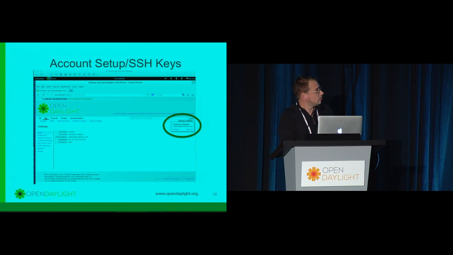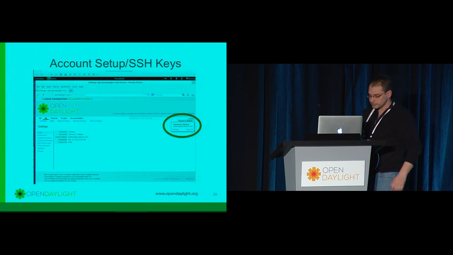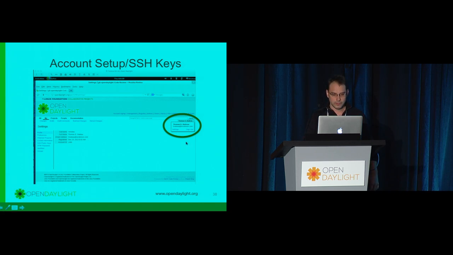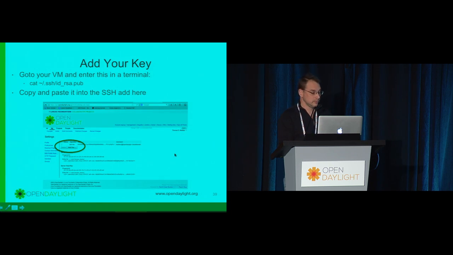So go back and log in, and in the bottom corner you'll see it. It's kind of hard to see, but it says settings at the bottom there. I have a pointer right here. Click on settings. We're going to need to set up your SSH keys so that you can pull the code, and you need to click on add key.